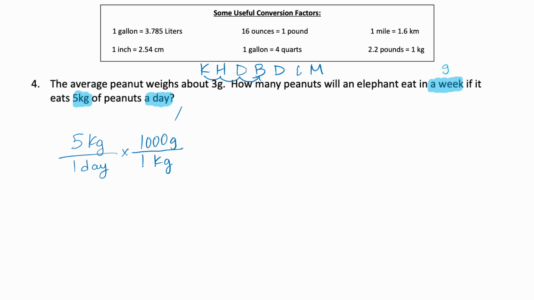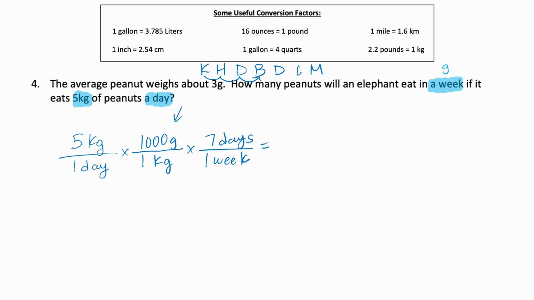And remember, this is a conversion factor. So it can be 1,000 grams over 1 kilogram, or it can be 1 kilogram over 1,000 grams. The only difference is what you want to cancel out. Now, in this case, I want to get rid of kilograms, so I need kilograms on the bottom and grams on the top. So now I'm in grams per day, and I need to be in grams per week. So I'm already in grams, so I need to focus on changing day to week. And I know that in 1 week, I have 7 days.